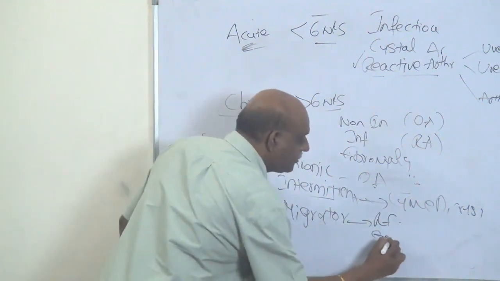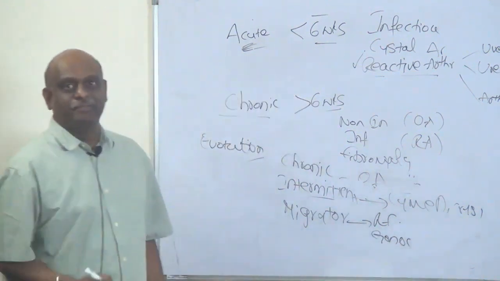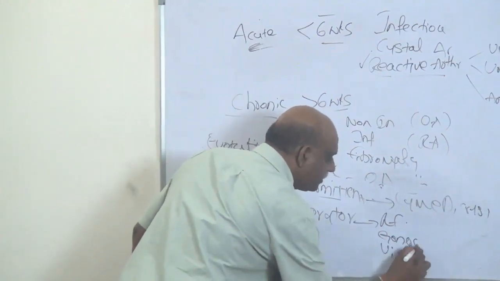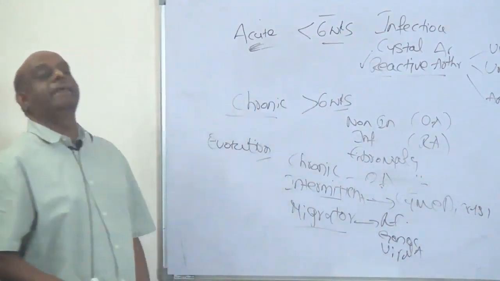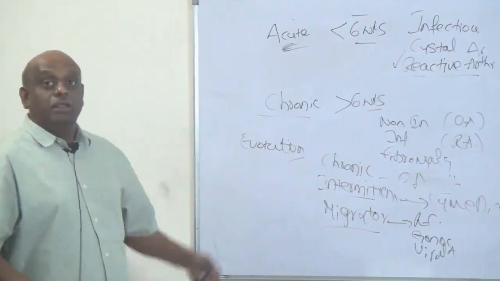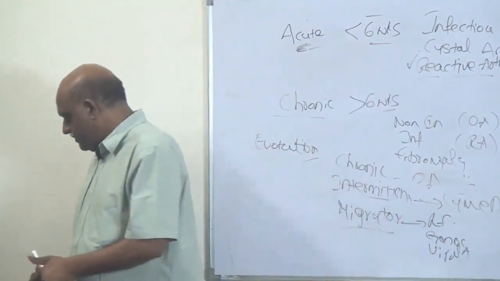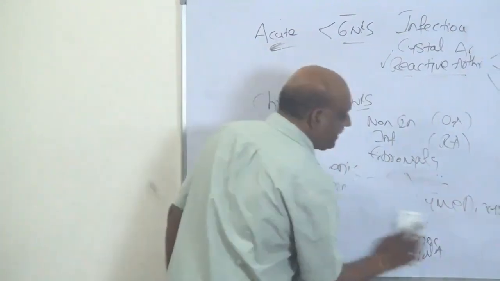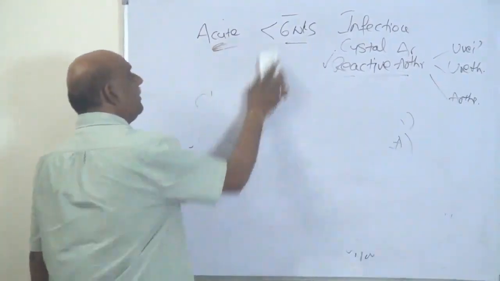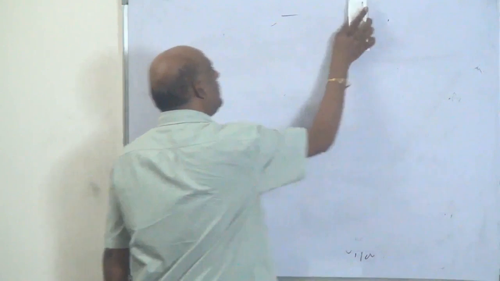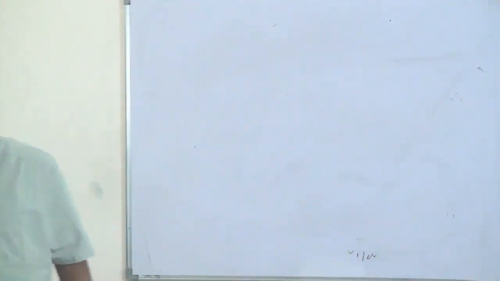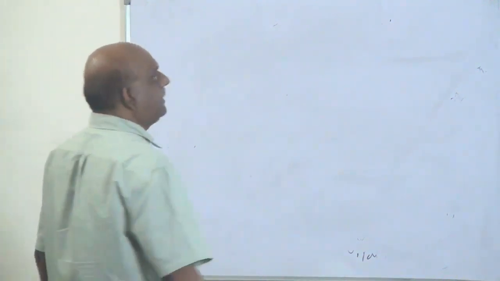Gonococcal arthritis is also migratory. And you should remember, viral arthritis is also migratory. So evolution gives you a very, very important clue about the type of arthritis, is what I want to once more underscore to all of you. Now you know what acute is, what chronic is, what evolution is.